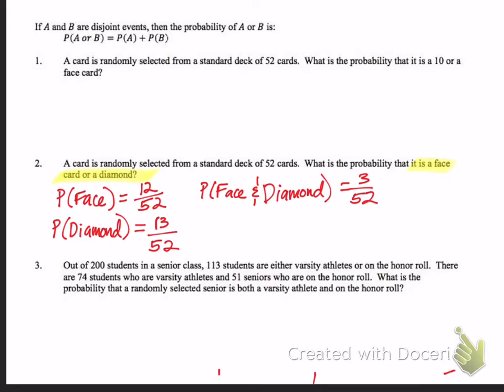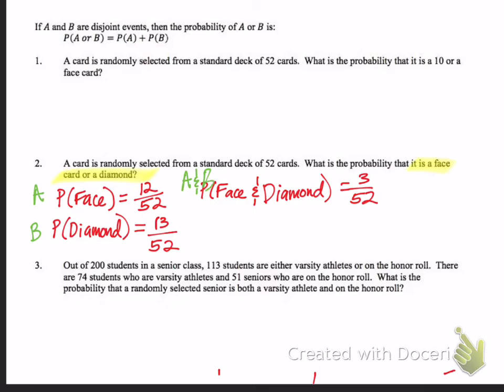What's the formula for it? It's at the top. So the probability of A or B is the probability of A plus B minus A and B. If you want to write it as A and B, this is A, this is B, this is A and B.